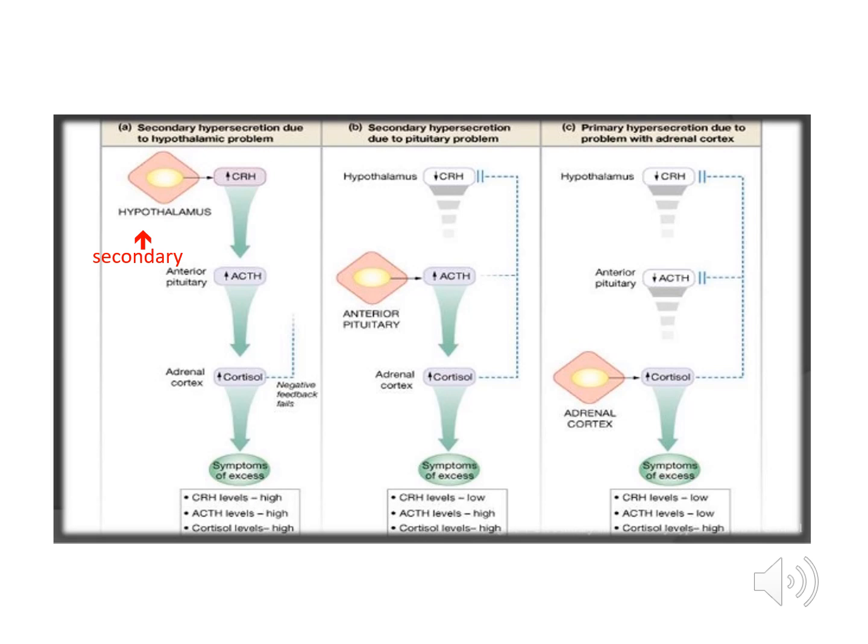Now, sometimes we refer to problems with the hypothalamus as tertiary instead of secondary. So we would have primary as a problem with the adrenal cortex, secondary as a problem with the anterior pituitary, and tertiary as a problem with the hypothalamus. But in a lot of textbooks, instead of primary, secondary, and tertiary, you'll just see them refer to primary and secondary. And in those circumstances, anything that is not primary is considered secondary.